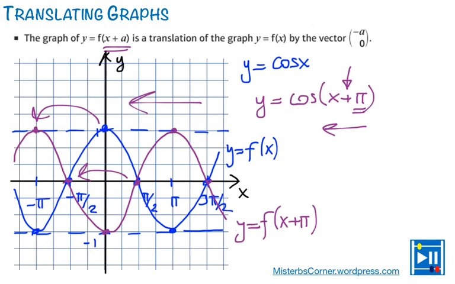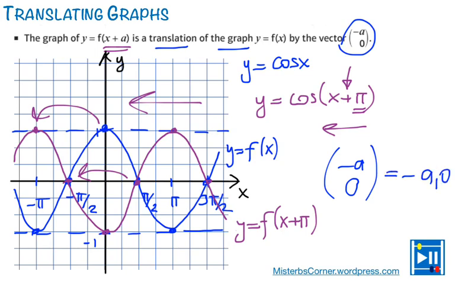That is why when we are describing this translation, we say that the graph is translated by the vector minus a, 0. Now, if you translate this into coordinates, it is minus a, 0. So basically, you're just applying the opposite of what the sign suggests, right? And this change is totally horizontal.